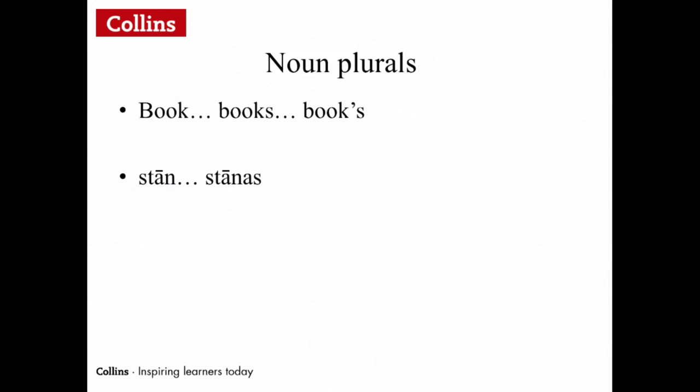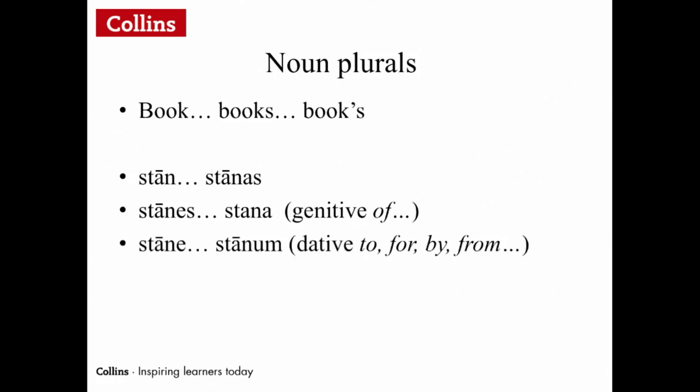Let's have a look at some Old English words. These are the forms of the word stan, which means stone. And this form is the nominative and accusative, and this is its plural. You can see it's got an S on the end. So this is stone and stones. These versions are genitives. So this means of the stone, and that means of the stones.